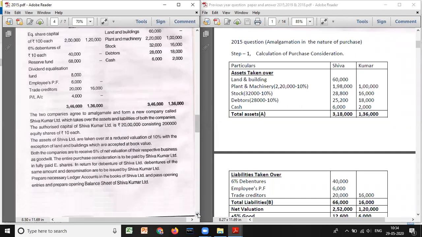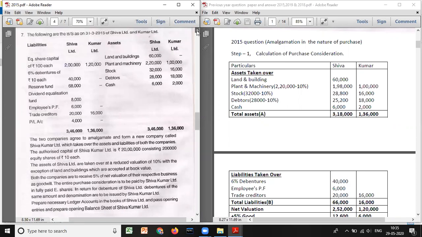Okay. The two companies agreed to amalgamate and form a new company. Look at here, now there are two companies. Both the companies will be liquidated. Both the companies agreed to amalgamate and form a new company. Now these two companies will be closed and a new company will be formed, that is Shiva Kumar Limited. Instead of Shiva and Kumar, now it will be called Shiva Kumar Limited, which takes over the assets and liabilities of both the companies.